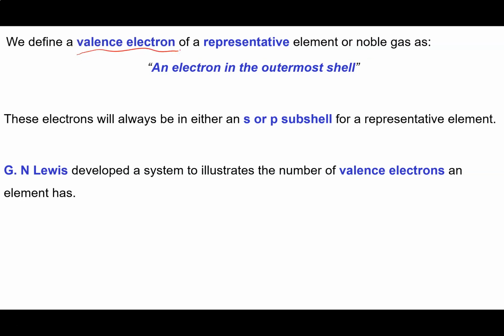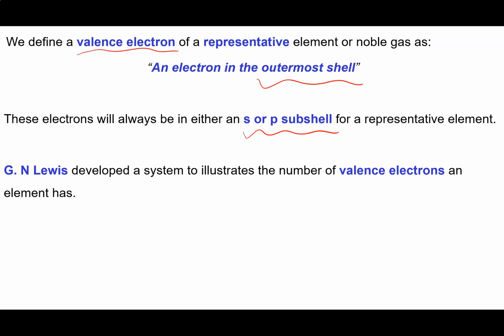For a representative element or a noble gas, a valence electron is simply one of your electrons that is in its outermost shell. And for those elements that are in an A group, the so-called main group elements or representative elements, these electrons will always be in an S or P subshell.